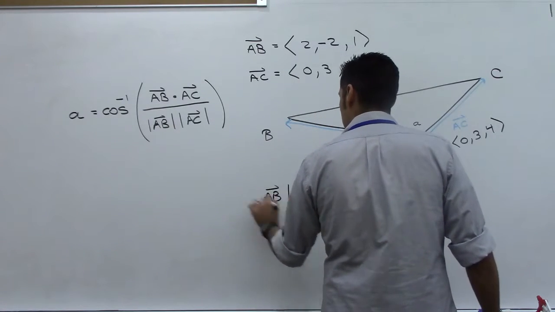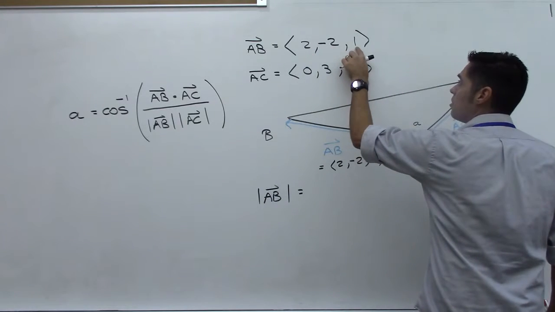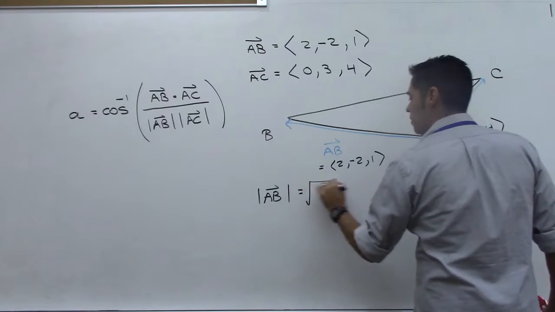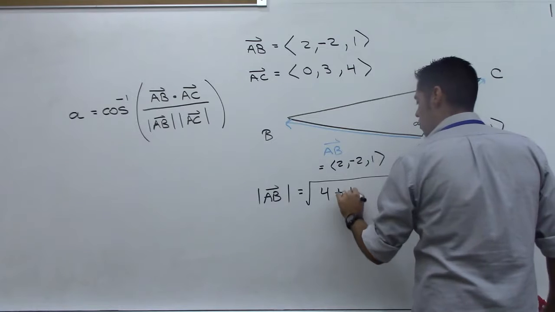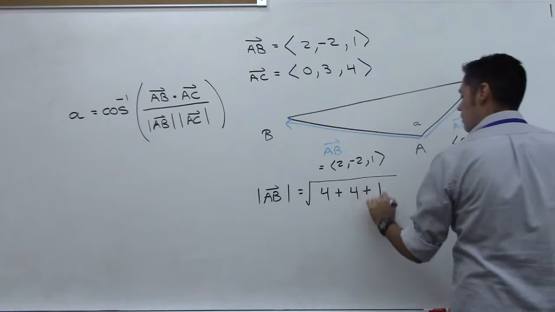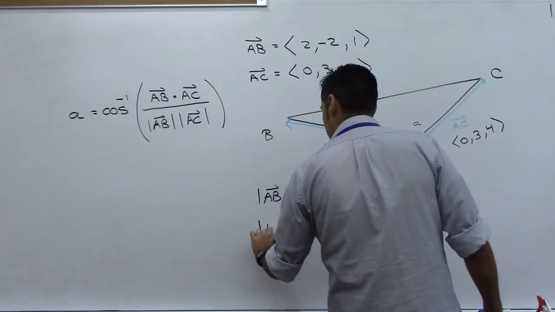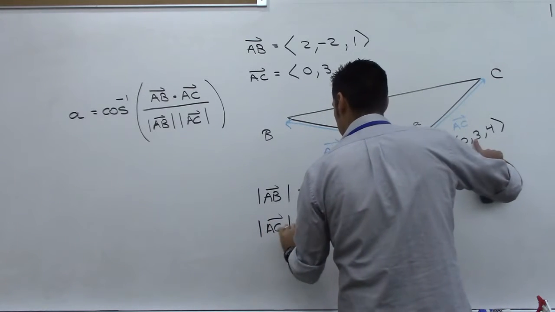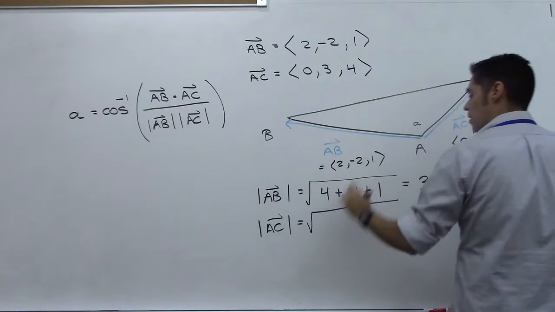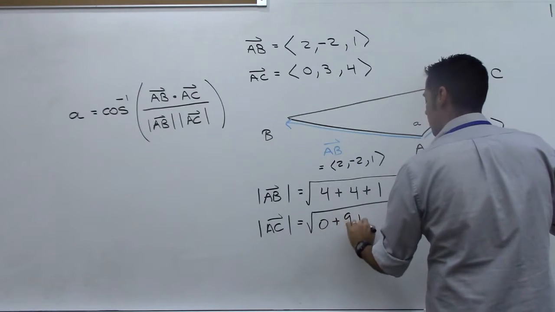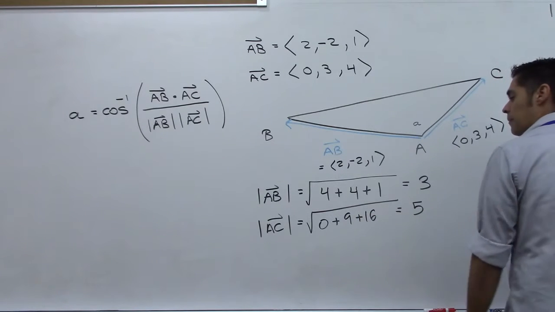The magnitude AB is going to be these components squared and then square root. So square root of 2 squared is 4 plus negative 2 squared is 4, and then 1 squared is 1. So you get square root of 9, which is 3. And then the magnitude of AC, which is this vector, we need that, is square root of this squared plus this squared plus this squared. So we have 0 plus 9 plus 16. That's square root of 25, that's 5.